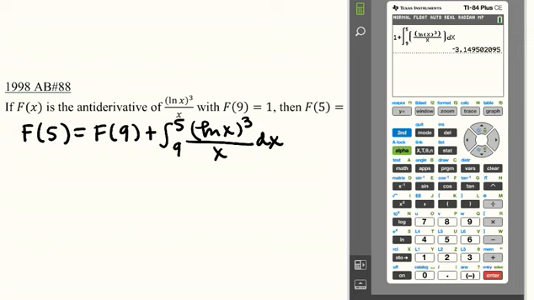Alright, so I ran this integral on the calculator, and I got negative 3.150. Okay, and that's all I got for you today.